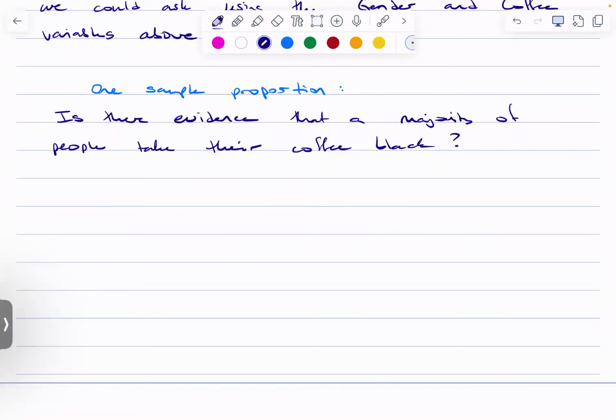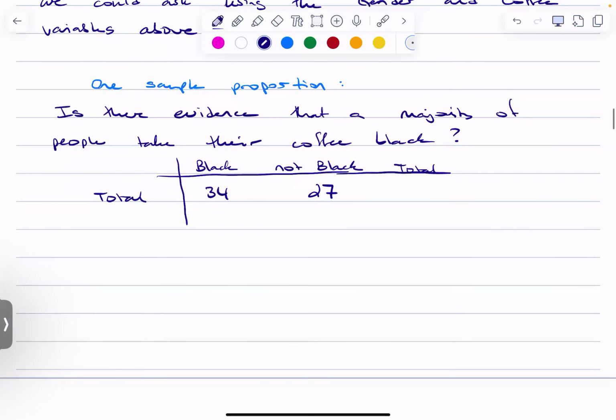In terms of our counts, we would have they take their coffee black or not black. And then over the total count, let's say 34, 27, which means, what's 34 plus 27? Math. Math is hard. That's his total, but I drew a line over it.